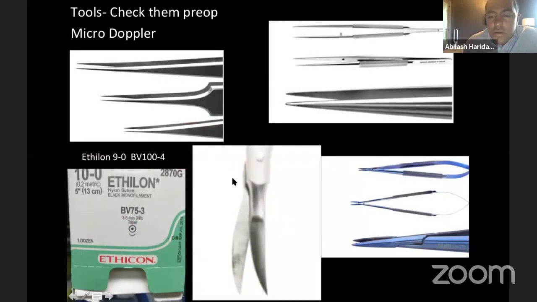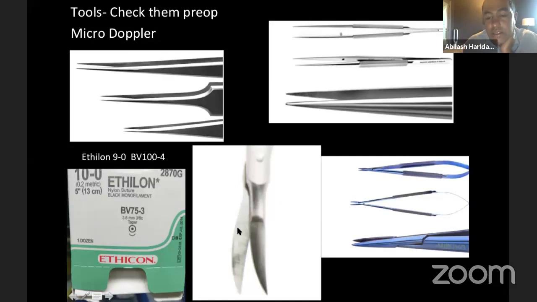The instruments you use are extremely important, like I mentioned earlier, but also the suture. I use the 75-3. You can also use a 9-0 BV104. These are very fine sutures, and they're also expensive. So you want to really try to utilize the suture to its maximum and not waste it. These can easily go up your suction when you're suctioning, so it's very common to lose them during the case.